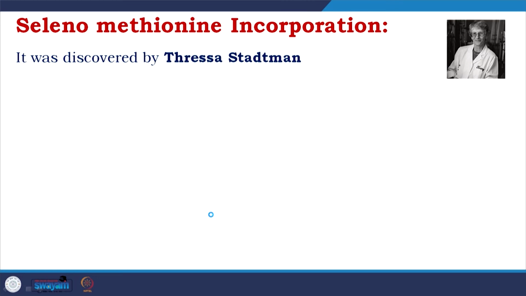Now, selenomethionine is a wonder. In the case of methionine, there is sulfur. The sulfur is replaced with selenium in some bacteria, which probably adapt themselves to very high selenium conditions. That codon is utilized in the field of protein engineering to be introduced, so that whatever methionines are there are changed to selenomethionine. It was discovered by Theresa Stadtman.